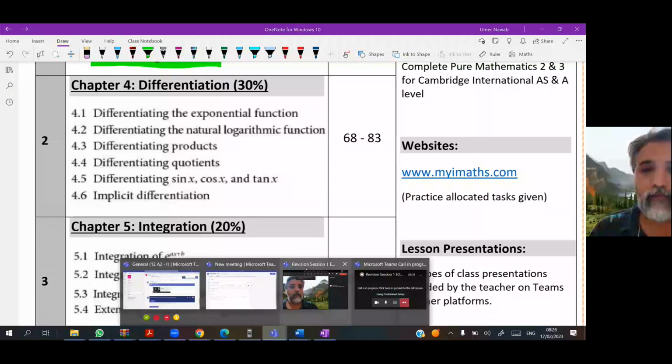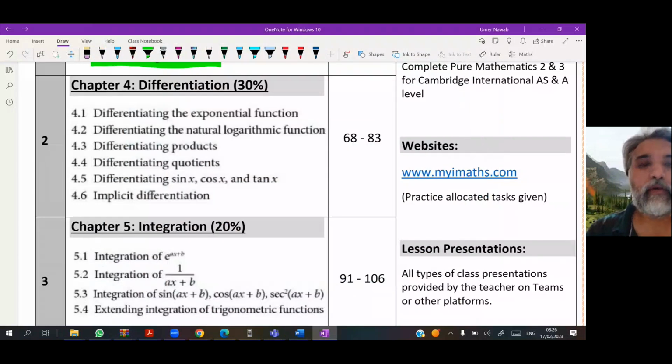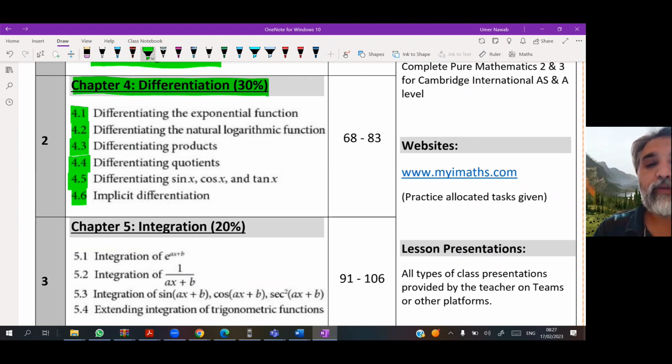Differentiation is 30% included in your end of term 2 final exams, pure mathematics. So I will try to cover all these 6 units within this discussion, and I will also solve the questions which are given in the review pack. You can see chapter number 4 is 30% weightage. Questions from it may come in the final exam.